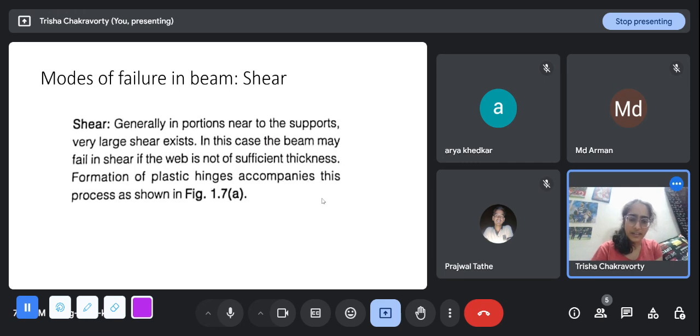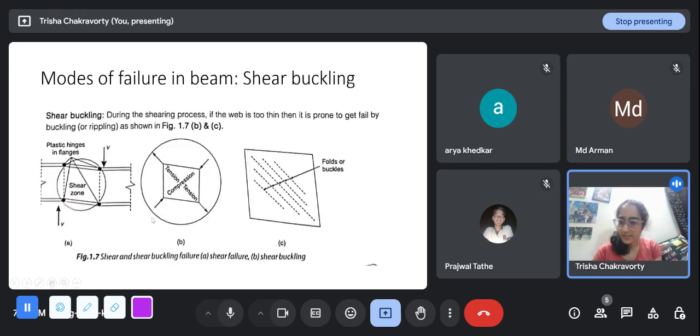Formation of a plastic hinge accompanies this process, like shown here. This is the support, and this kind of shear is basically a diagonal force. Shear develops in such a way that the shear cracks are always diagonal. Bending cracks are vertical because the material is getting pulled or pushed in the horizontal direction. So the cracks develop in the direction perpendicular to which the force is being applied.